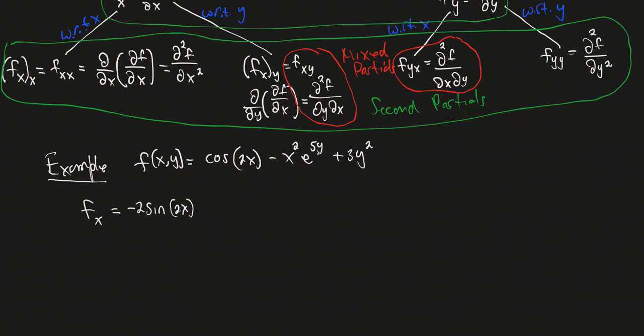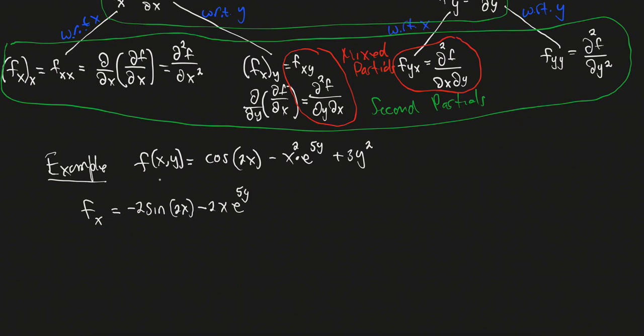Here, the e to the 5y is a constant multiple, so that constant multiple will be brought down. And then I differentiate the x squared with respect to x, so I have minus 2x, and then bring down the e to the 5y. And then finally, this term has no x's at all, so this entire term is treated as a constant when we differentiate with respect to x.